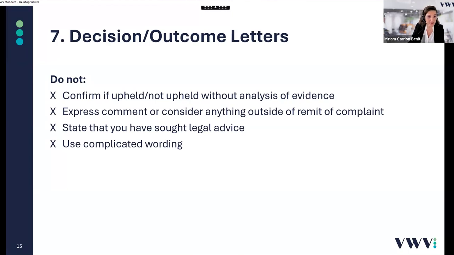If you have sought legal advice in relation to the complaint, please do not say so in your outcome letter. That has unintended consequences that we don't have time to talk about, but please just do not make reference to the legal advice that you have received.